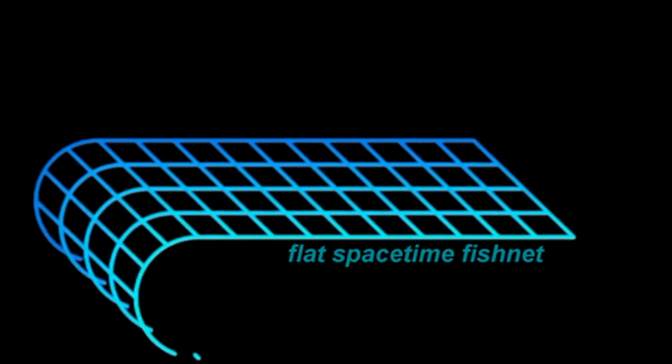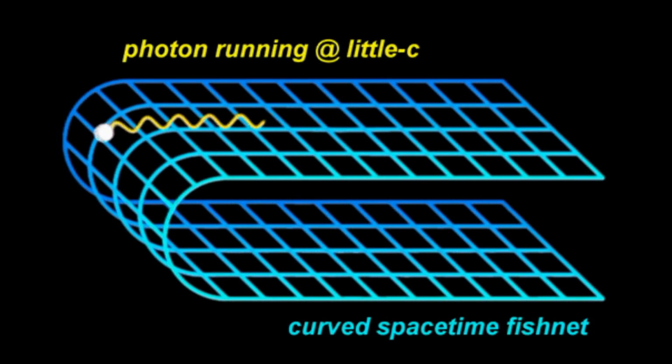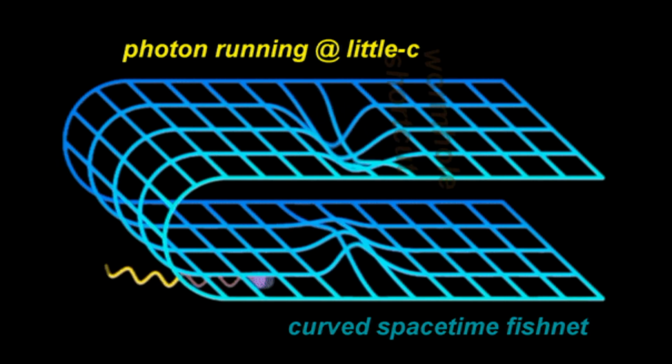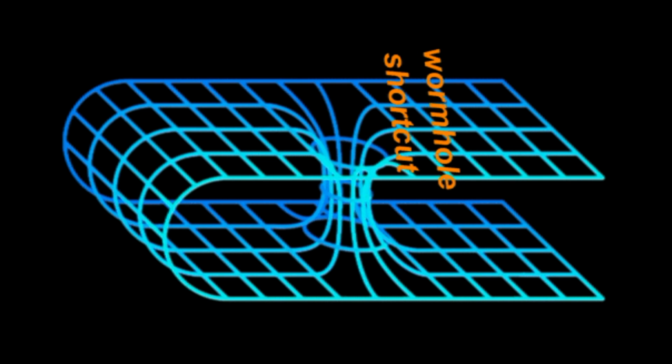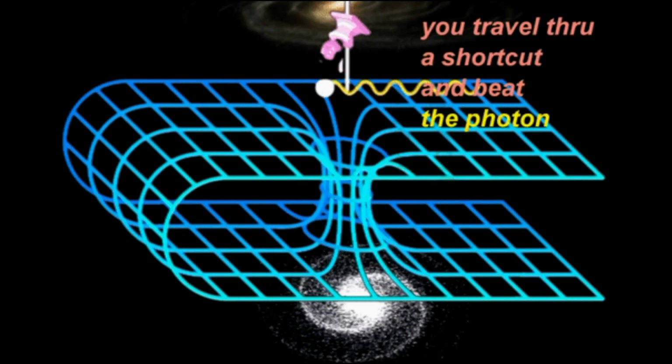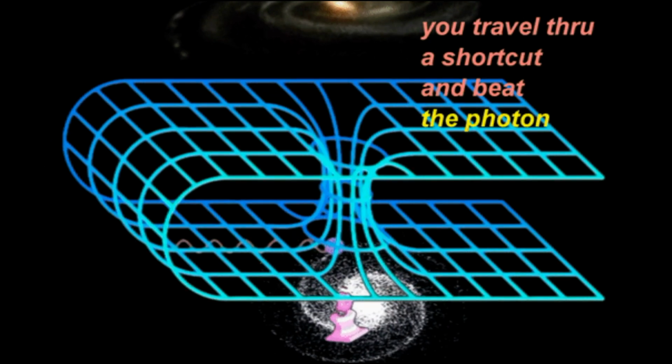We have flat space-time. We're going to bend it around. Listen to what we're going to do here. We're going to curve the space-time fishnet, right? Here's the photon trying to run the straight, the long path, and we're smarter. We take the shortcut, which is the wormhole. And so while the stupid photon goes all around, we can go from one galaxy to the next by cutting corners. Now, how's that for speed?